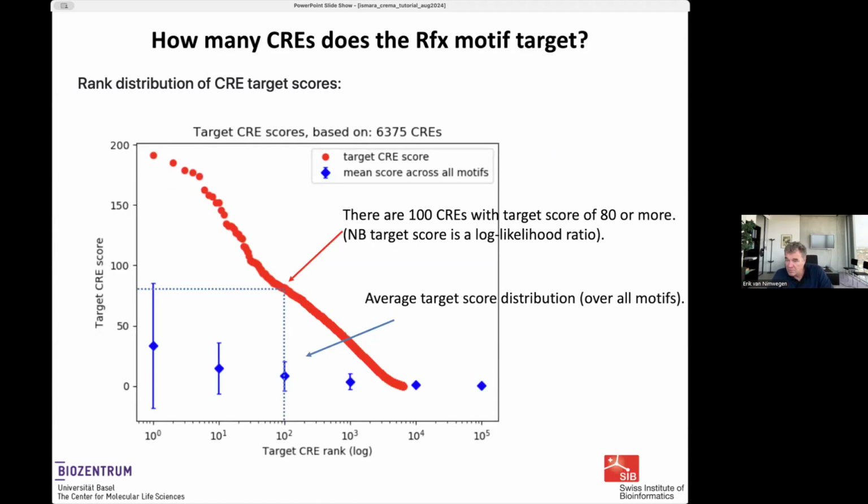Then we also provide kind of a summary that gives you an idea of how many CREs a given motif targets. So if you scroll down for this RFX4, you will see this picture. And so what we've done is we've ranked all the targets by their score, right?